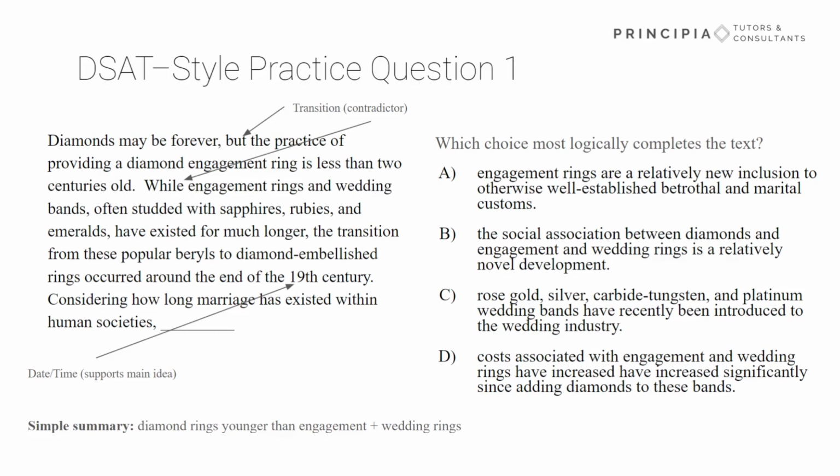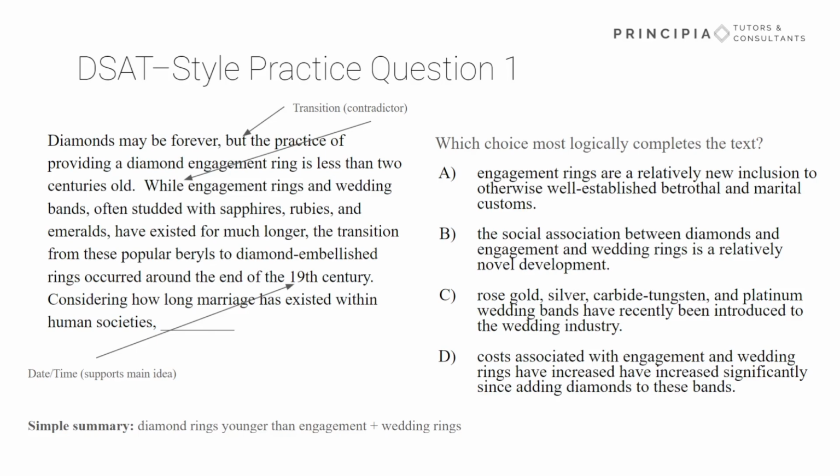So whatever your simple summary is, just make sure you focus on engagement and wedding rings have existed longer than adding diamonds to these rings. And so if we go to the final sentence and we want to complete it logically, we have length of marriage contrasting with likely the length of using diamond rings to represent engagement in marriage. And so we can eliminate any choice that does not feature that focus on diamonds being younger.